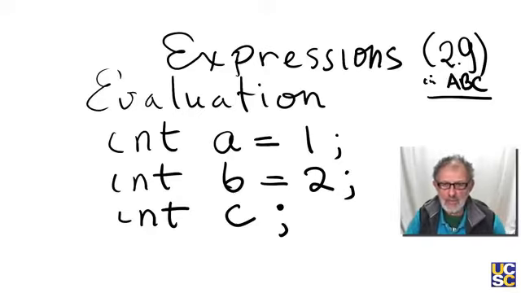As we declare them in C, we would say int a is initialized to 1, equals in a declaration is the initializer symbol. Int b is initialized to 2, and int c is left uninitialized. Normally, most systems would make that 0. So we have three variables to work with in our code.